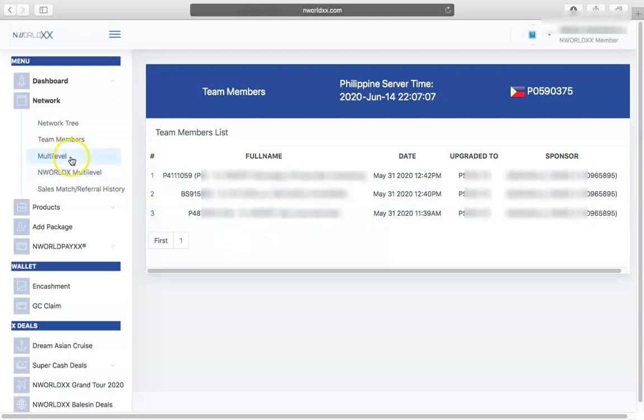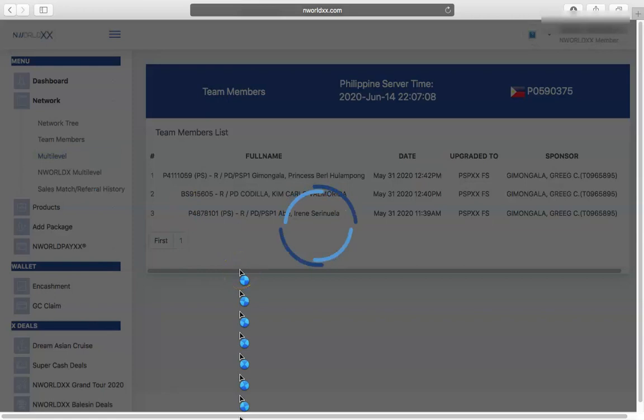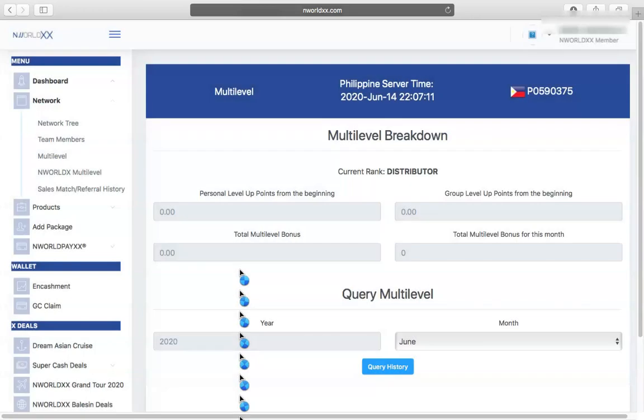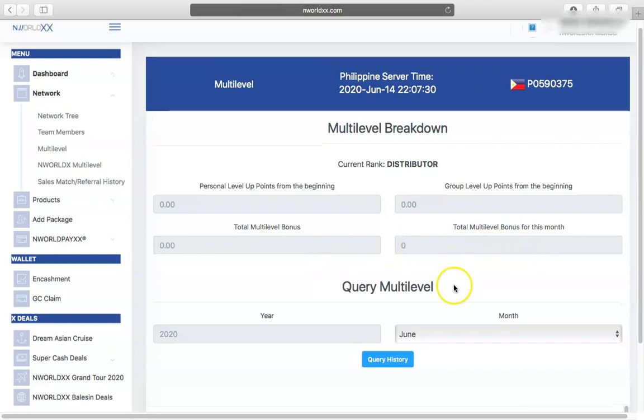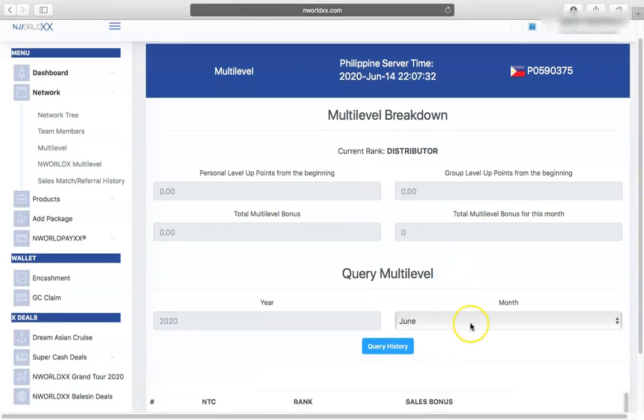Now let's proceed to the multi-level. Under the multi-level section of your network menu, you can find the breakdown. You can find here personal level up points from the beginning, the group level up points from the beginning, the total multi-level bonus, and the total multi-level bonus for this month. And you can also sort it based on month.